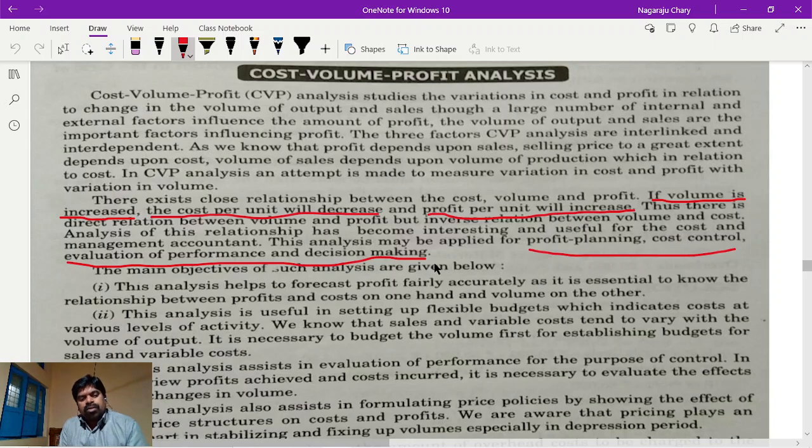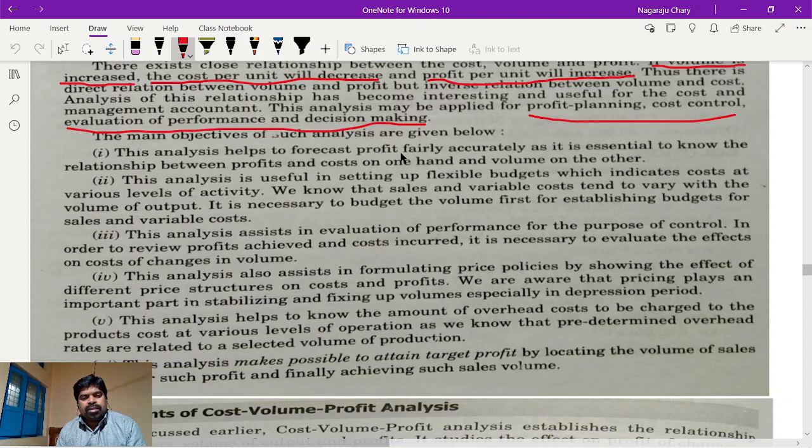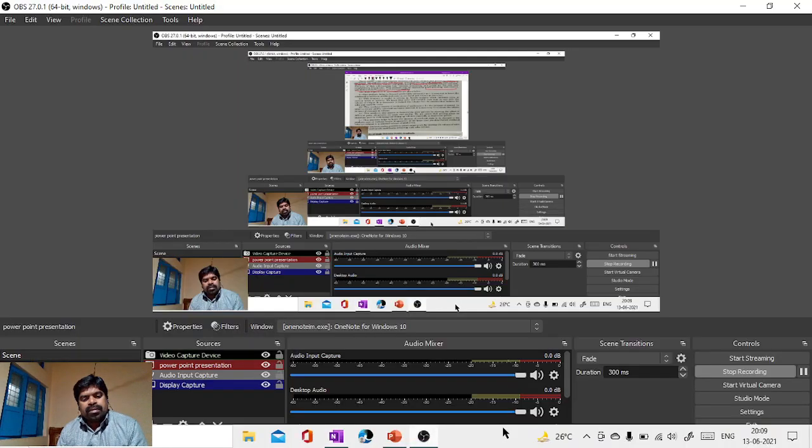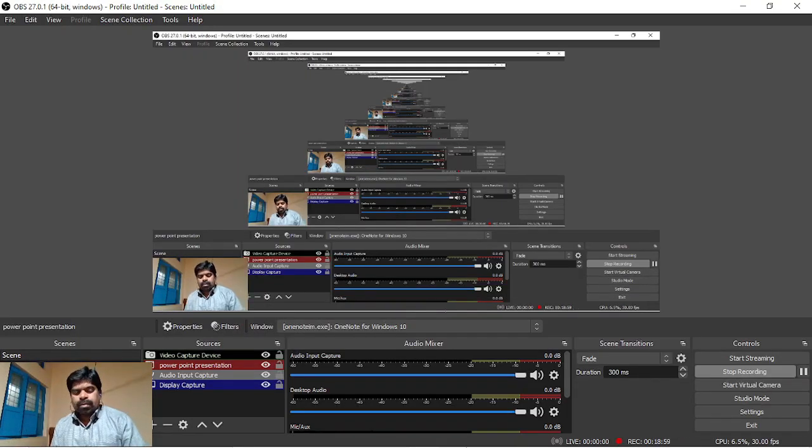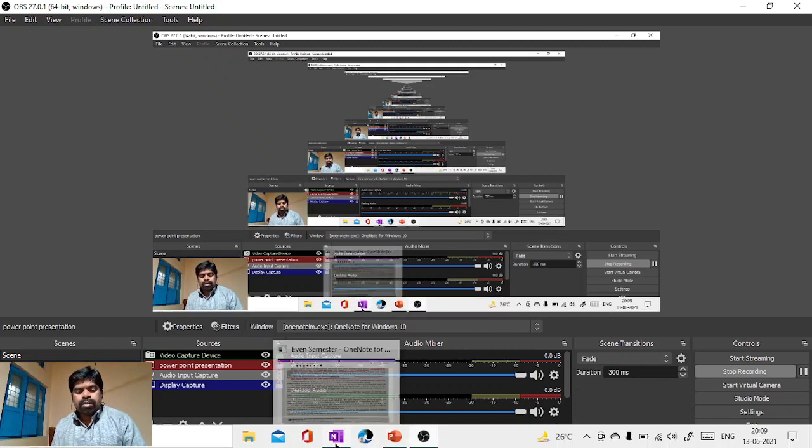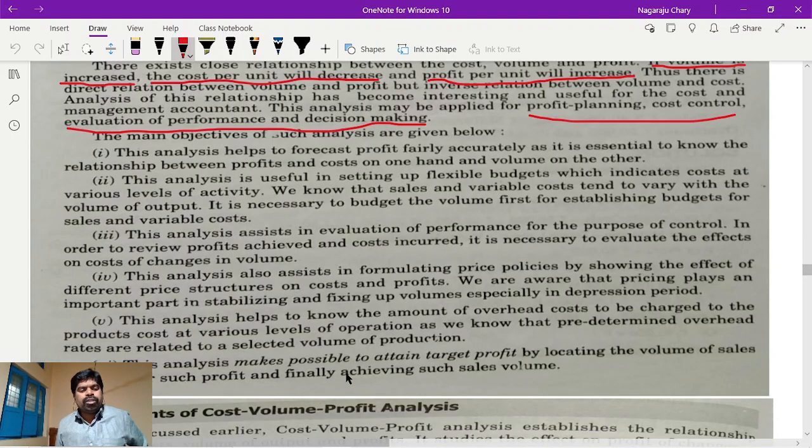The main objectives to be followed are that this analysis helps to forecast profit accurately, and the relationship also can be studied. This analysis is useful in setting up flexible budgets, indicating cost at various levels of activity. So it is interlinked, and that's why one another can be studied. So CVP analysis is very useful to the management.